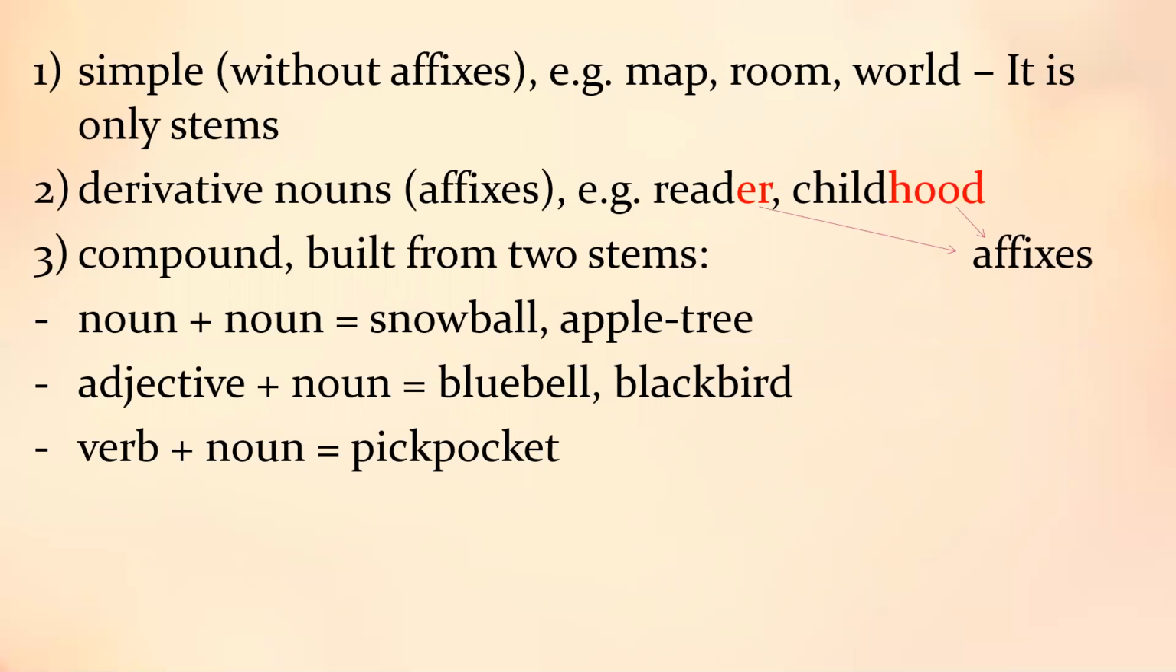And the third one, compound, is built from 2 stems. It could be noun plus noun, adjective plus noun, or verb plus noun. And it shows several samples. Snow as a noun and ball also as a noun. And if we compound them, we build from 2 stems the compound noun snowball. Or adjective plus noun, bluebell or blackbird. And verb plus noun, pickpocket.